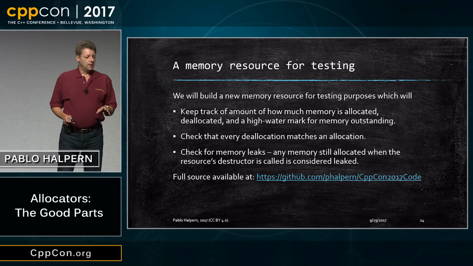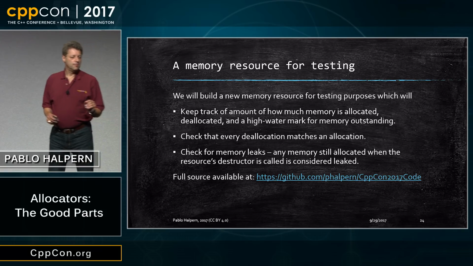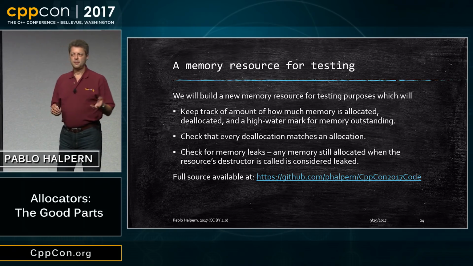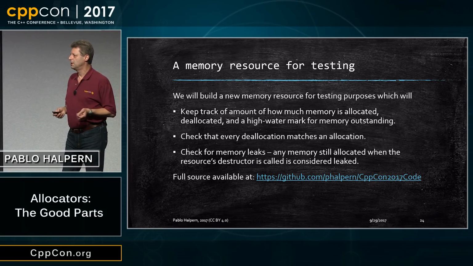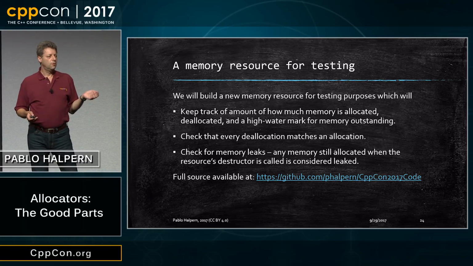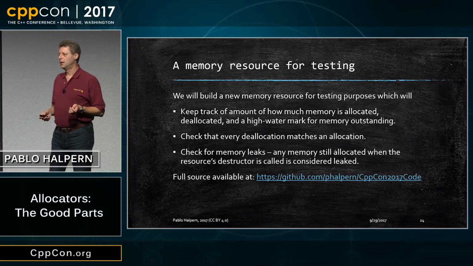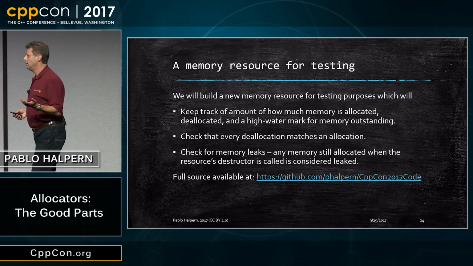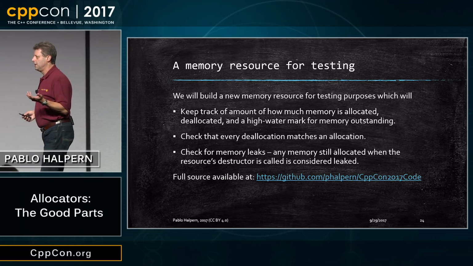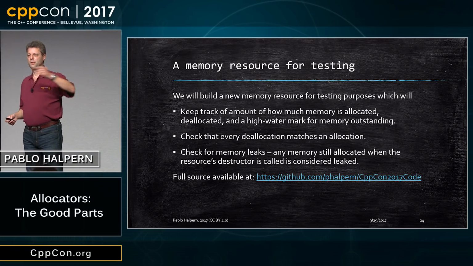So the purpose of our test allocator is to keep track of how much memory is allocated, the allocated high water mark, and basic statistics on memory usage. We check that every deallocation matches an allocation. That will flag when, for example, we delete something twice or we delete something from the wrong allocator.